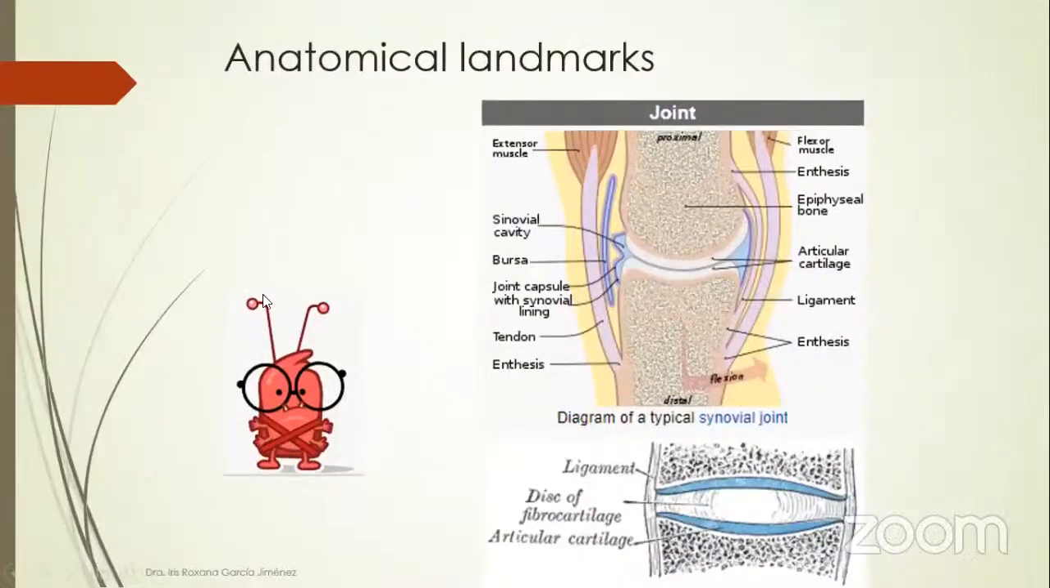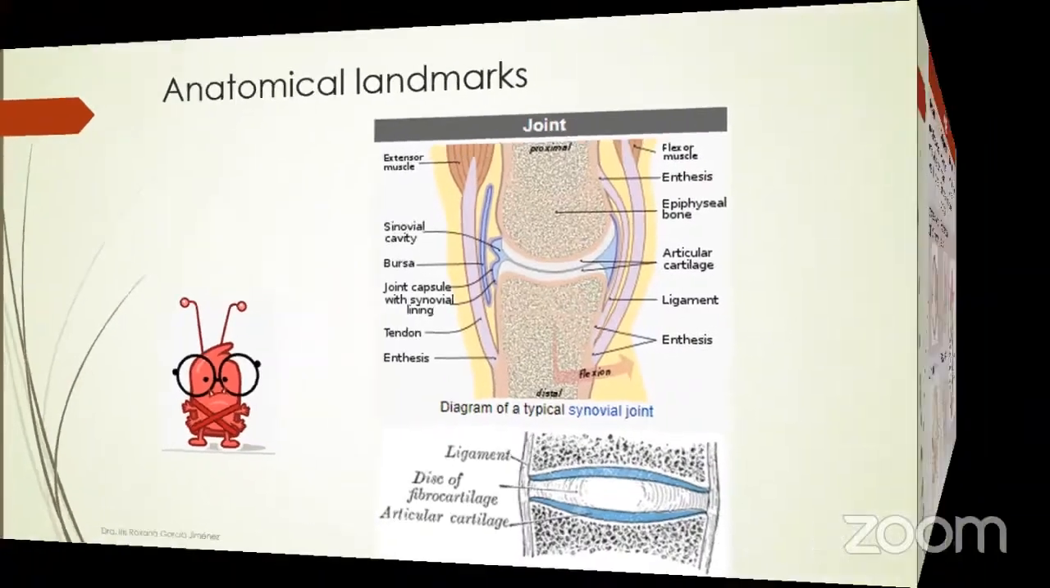Anatomical landmarks, again, you have the common structure with all the details we must remember. We must memorize the external muscles, synovial cavity, bursa, joint capsule with synovial lining, the tendon, the enthesis, well, details like that, okay? Check all of this for homework. It's your job now. So take it into account.